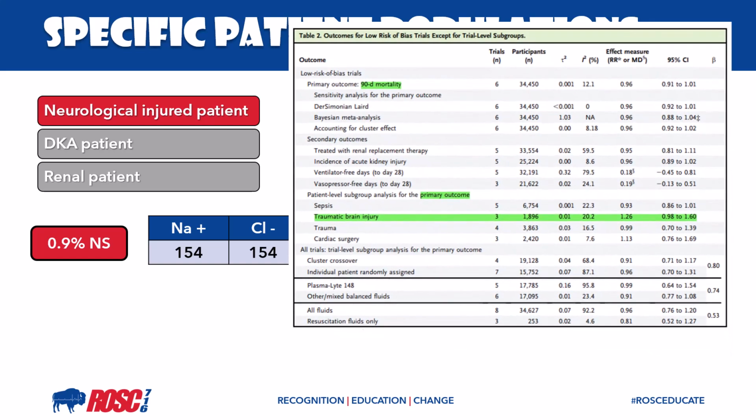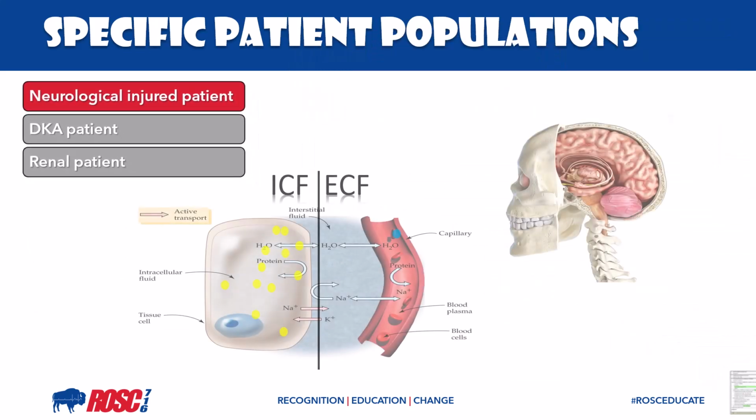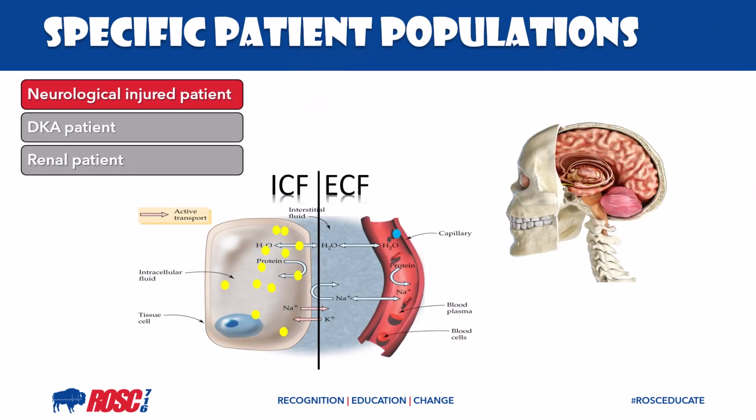Taking a look at the previous meta-analysis that was discussed, we can see an increased risk ratio of using a balanced solution in traumatic brain injured patients of 1.26. Most would extrapolate this to any neurologically injured patient. We most likely should refrain from using Plasma-Lyte in the neurologically injured patient unless there's an advisement by a neurocritical care intensivist. Why such a big concern with using a hypotonic hypoosmolar crystalloid in a neurological injured patient?